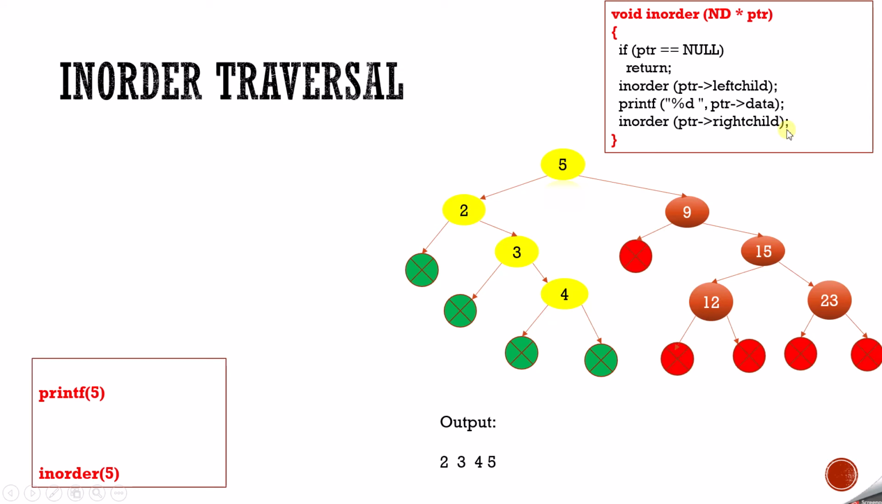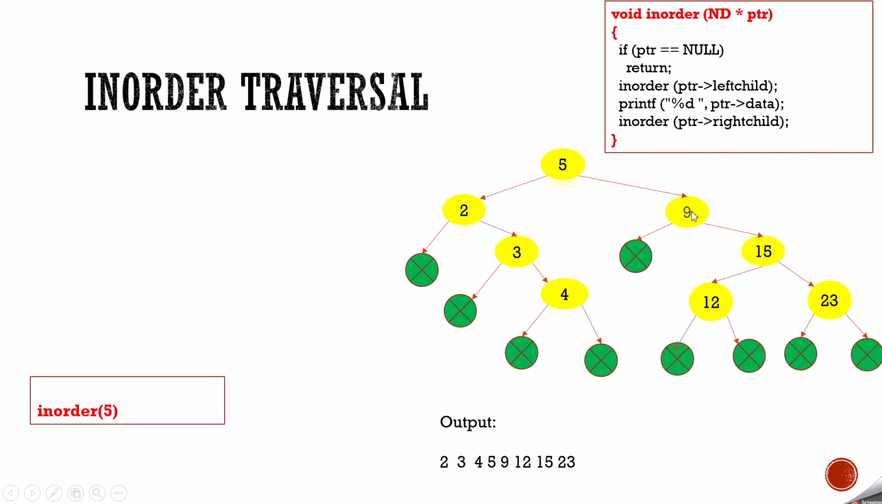Now it will go for the right child traversal of 5. So what will happen? This way it will traverse the entire right subtree of 5. Once all the nodes in the right subtree are visited, I have displayed all the nodes. Then, because it's recursive, from 15 it will go back, from 23 it will go back to 15, from 15 it will go back to 9, from 9 it will go back to 5.